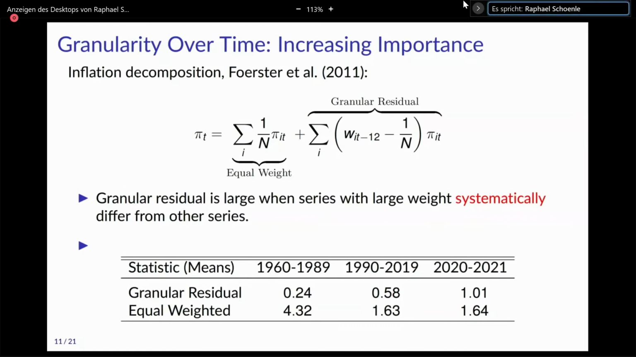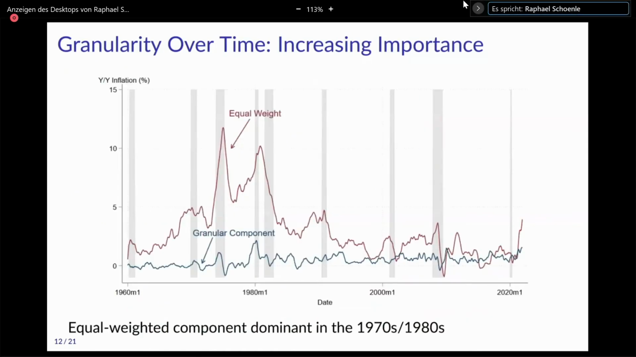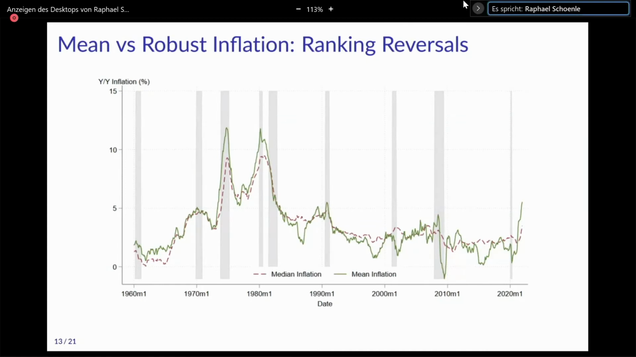Starting to go out of the COVID period. And of course, a picture is worth 1,000 words. Here I'm showing you the two components plotted visually, and you can clearly see that while the equal weighted component dominated in the 70s and 80s, the granular component has increased quite a bit in relative importance, even going into 2020.